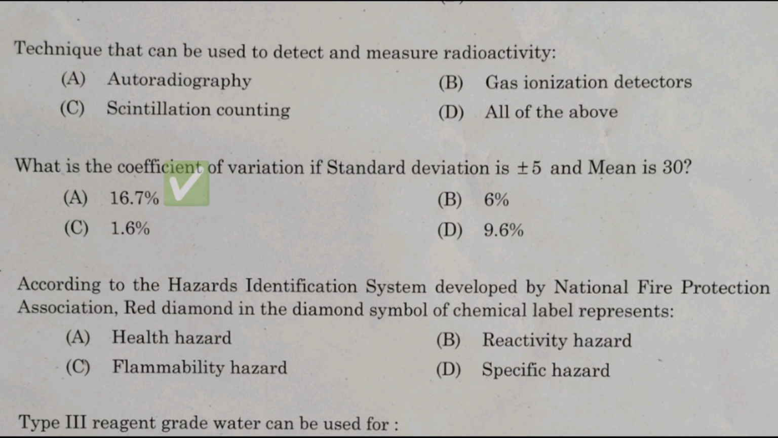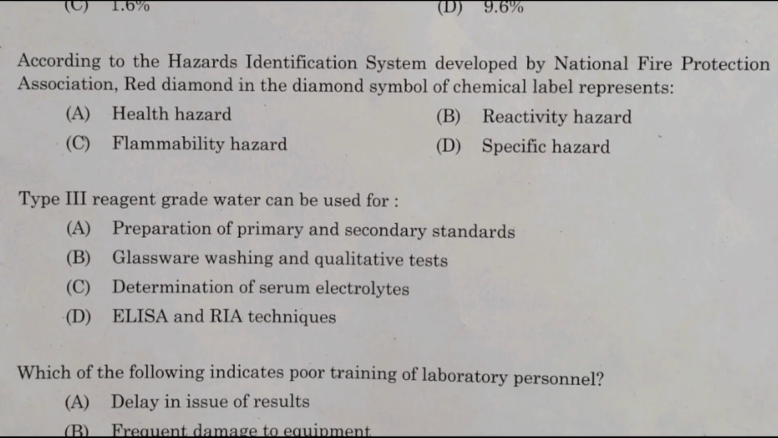The right answer is option A, 16.7%. Next question, according to the hazard certification system developed by National Fire Protection Association, red diamond in the diamond symbol of chemical label represents. The right answer is option C, flammability hazard.